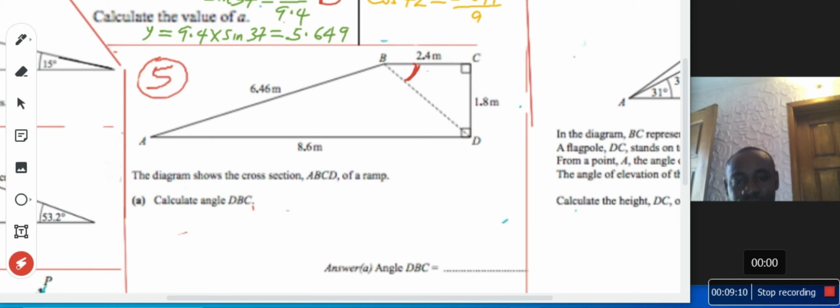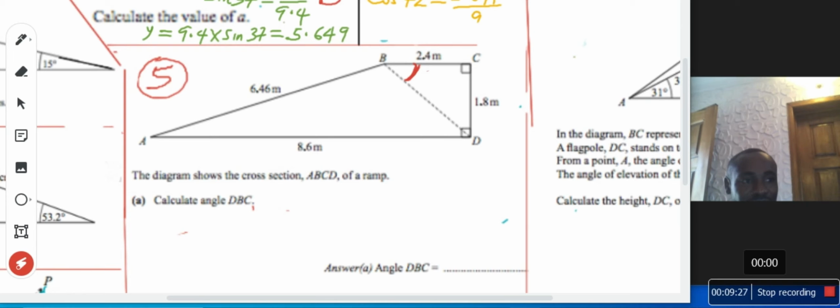We're looking for what? We're looking for this side. Oh, it's asking us to find, this shows the cross sectional area. Calculate. You see what I was telling you? See what they said? Calculate what? Angle DBC. If you didn't know that, how will you know where angle DBC is?